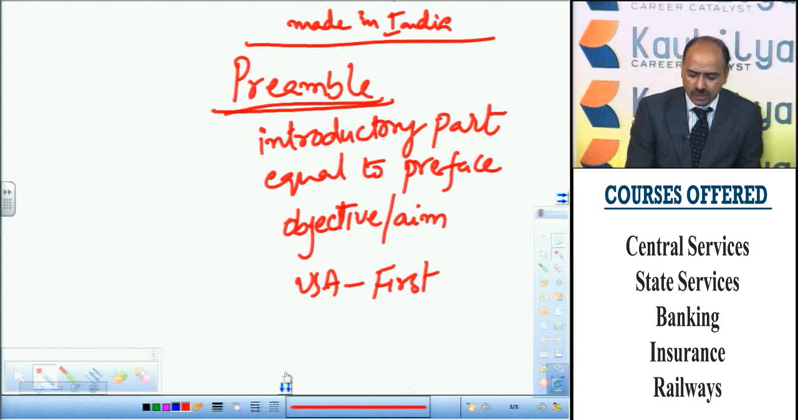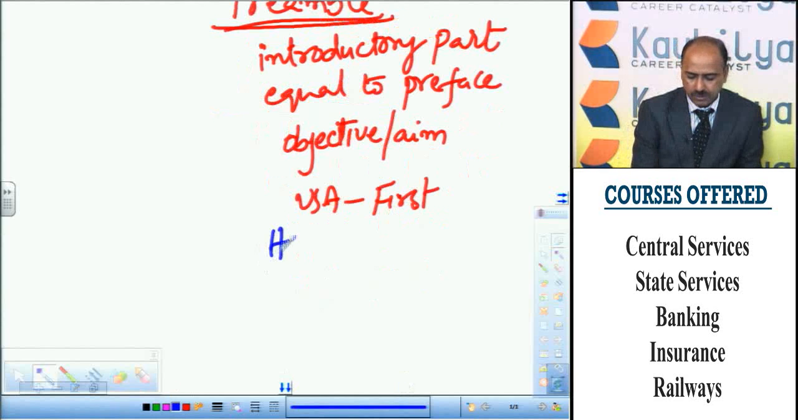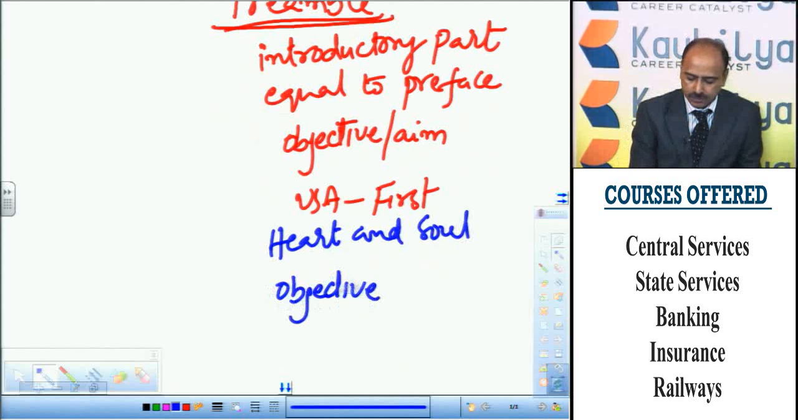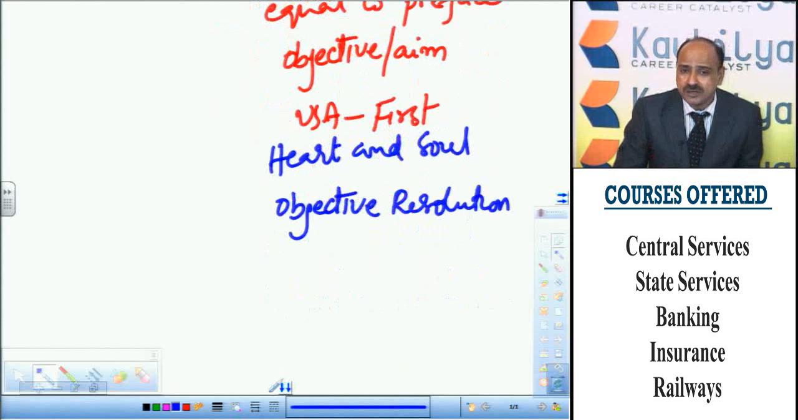It is the heart and soul of the Constitution, because whenever we read the preamble, we understand the whole concept of the Constitution. From that point of view, it is called the heart and soul of the Constitution. The main source of the preamble is the Objective Resolution. It was introduced by Jawaharlal Nehru on December 13, 1946 in the Constituent Assembly. That is the major source of our preamble.